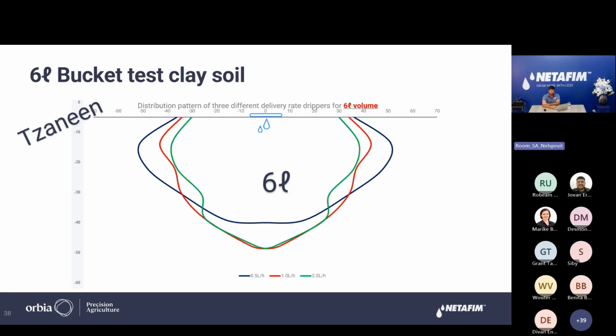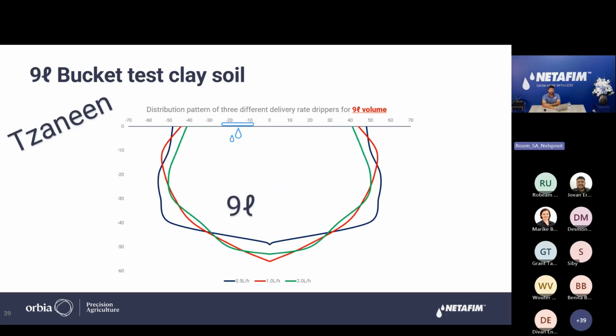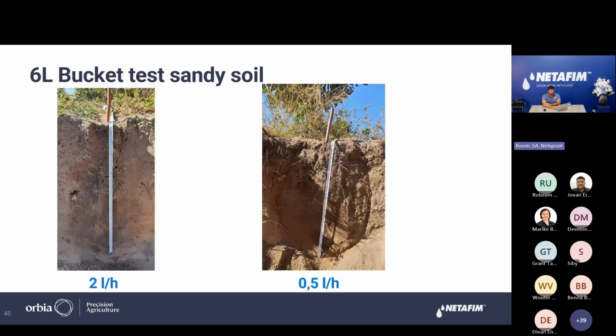The reason for this is that capillary action gets a chance to move the water horizontally faster than your gravity force is pulling it down. At 9 liters, at a point when your layers meet, the ratios tend to balance out a bit. But for comparison, that is almost a 15 centimeter difference on either side, 10 to 15, which can have a big impact on your actual dripper delivery rate and spacing that you choose. So this was a very sandy soil. You can't see it as well.